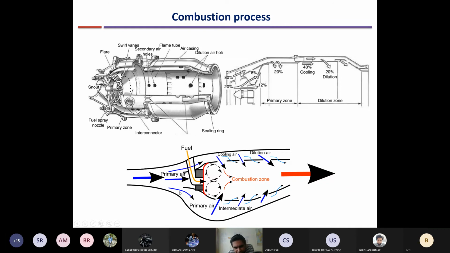So one part, a small amount, is given here. Typical percentages are given here. Around, say, 20% enters directly from here. Although it looks like it is obstructed, actually it can mix with the fuel. So it enters here, mixes with the fuel, and directly goes inside with the fuel, that 20% here.